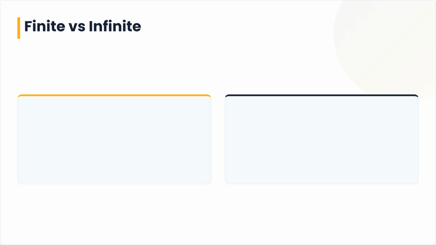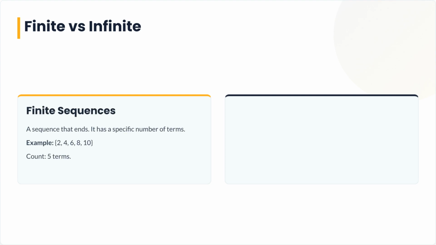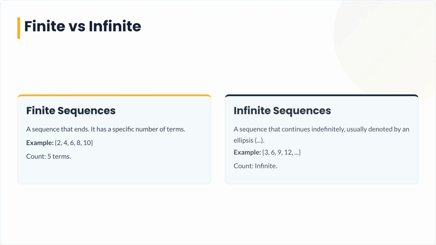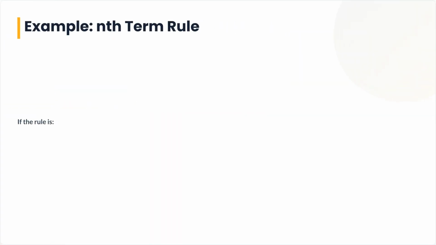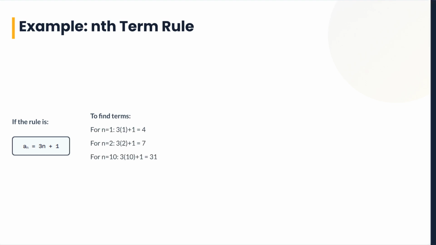Sequences can be finite or infinite. A finite sequence ends after a specific number of terms, while an infinite sequence continues indefinitely, often indicated by an ellipsis. Most sequences follow a specific rule for change. These include additive rules, multiplicative rules, or algebraic patterns like the square rule. For example, if the rule is 3n plus 1, we can easily find terms by substituting the position n. For the first term, we get 4, for the second, 7, and for the 10th, 31.